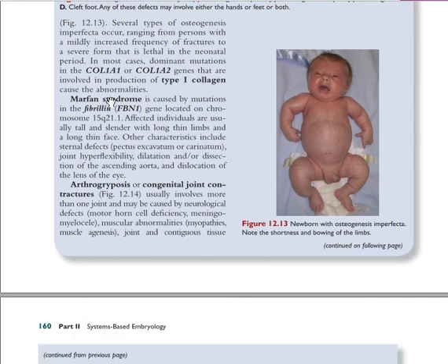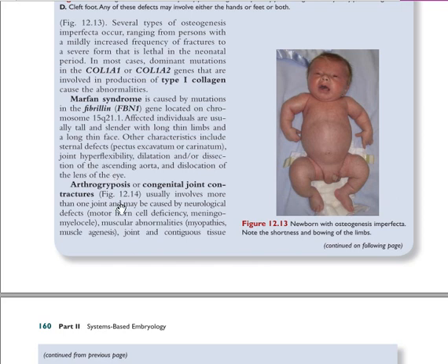Now the next one is Marfan syndrome. So that's why you need to know that osteogenesis imperfecta is a type 1 collagen disease. Now Marfan syndrome is not really a collagen fiber disease, but you can still consider it as a collagen fiber disease. It is a mutation of the fibrillin gene. The patients here are characterized by tall, slender, long, thin limbs and faces. They have also other defects like sternal defects with pectus excavatum and carinatum. You have hyperflexible joints, you have dilation and or dissection of the aorta, and then you have dislocation of the lens.